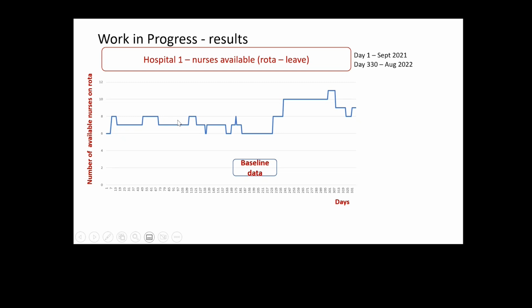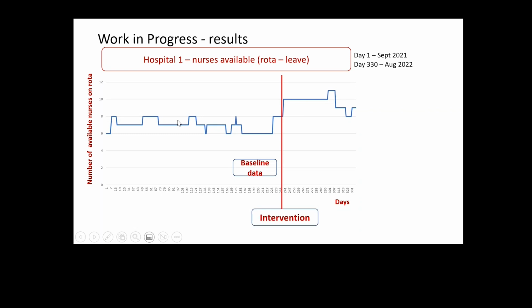The x-axis is the number of days as a continuum. So day one, what we did was we tracked back rotas from September of 2021. Day one represents September 2021, and day 330 August 2022. So rotas over a year. What I want to show you is how it looks.